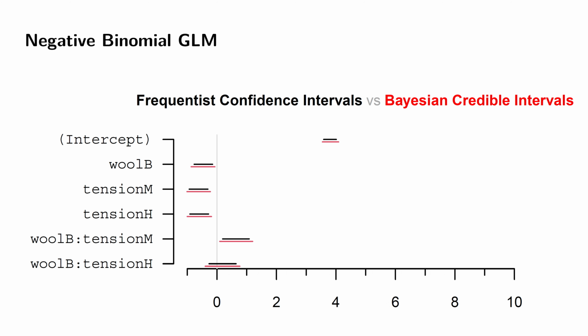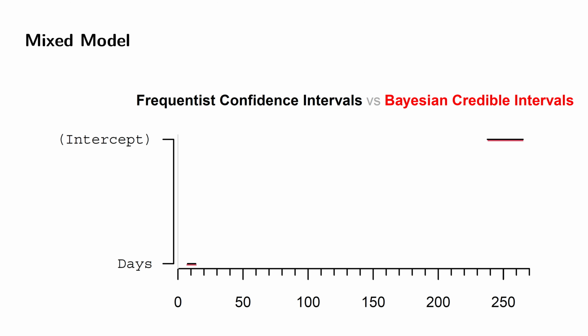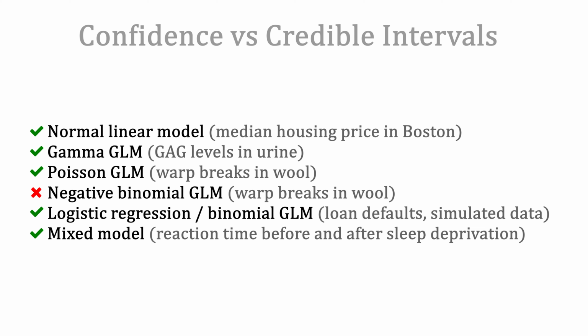For this model you can see that all confidence intervals are too narrow, which means that you would underestimate the uncertainty. What about logistic regression? And we're back to practically identical. What about a mixed model? Same story once again. Out of all examples, only once were the confidence intervals too optimistic, and even then they weren't that different.